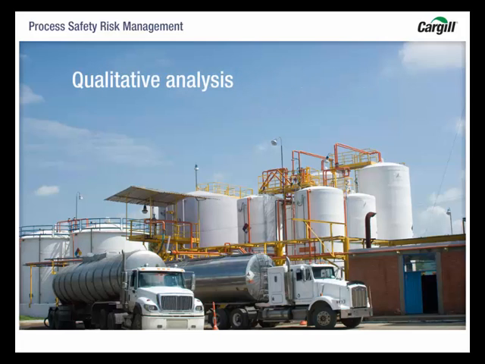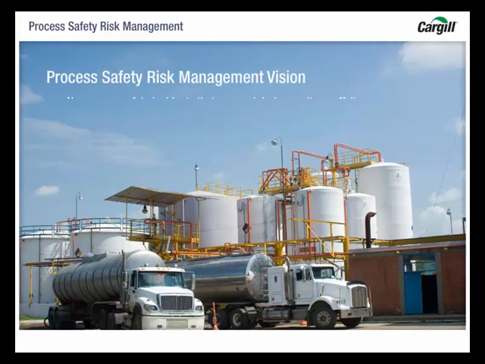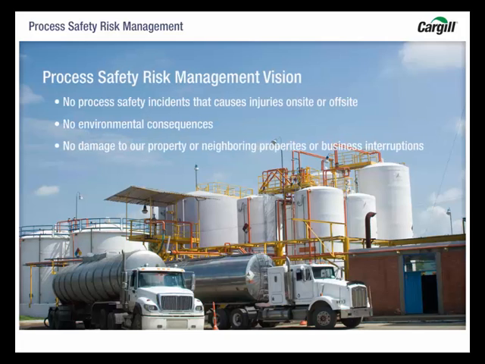A qualitative process hazard analysis is a common approach used to identify the risks of a process and to evaluate if there are sufficient safeguards in place to manage these risks. Many businesses are taking a more quantitative risk-based approach to process safety in order to consistently realize a vision of zero process safety incidents, which are those that result in an injury, environmental impact, property damage, or business interruption.